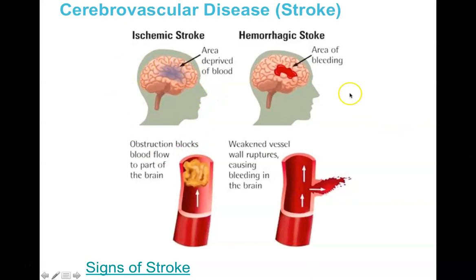Over here you see the hemorrhagic stroke. This is where there's an actual burst in a blood vessel wall and blood starts leaking out into the brain. This can potentially be much more severe, but is far less common.